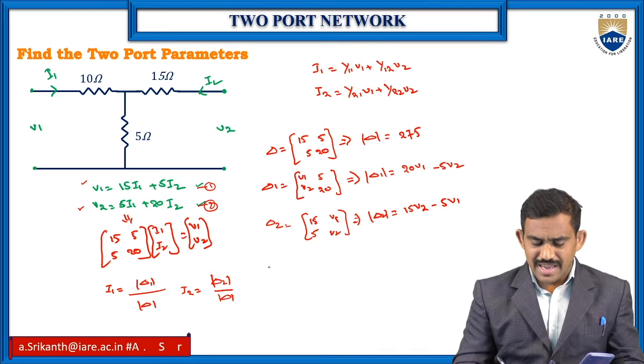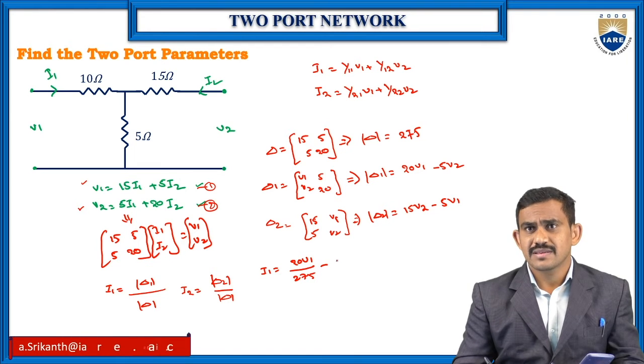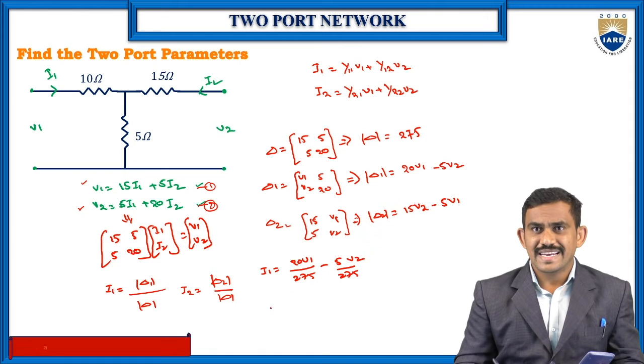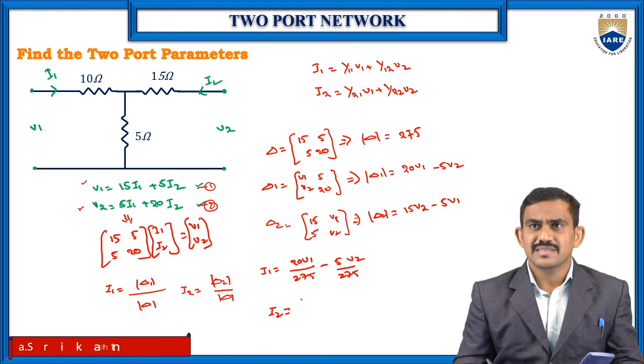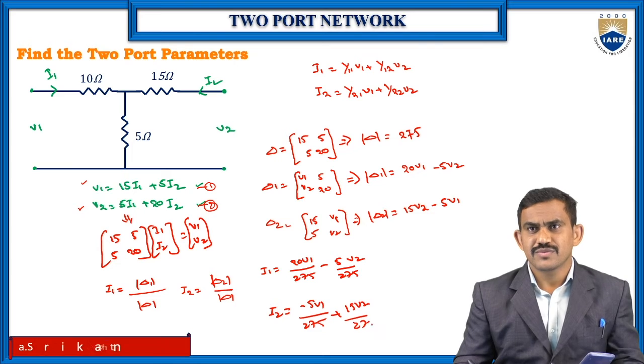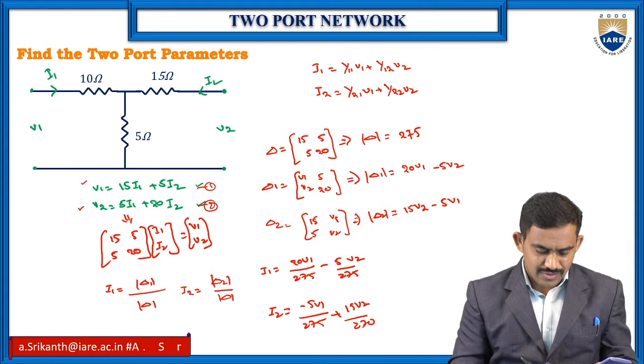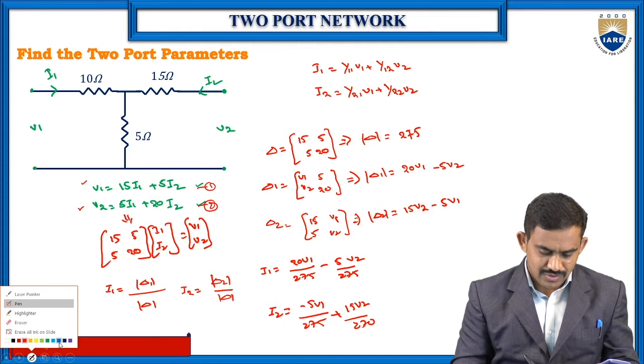Okay, then find the I1 value. So I1 is 20 V1 by 275 minus 5 V2 by 275. And I2 is minus 5 V1 by 275 plus 15 V2 by 275. So we'll check now what are the Y11, Y12, Y21 and Y22 values.